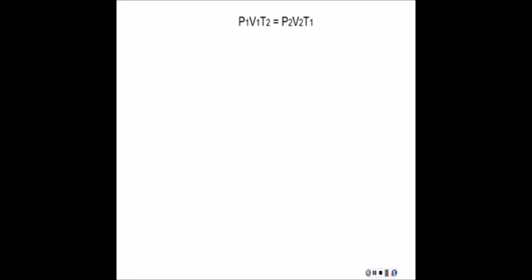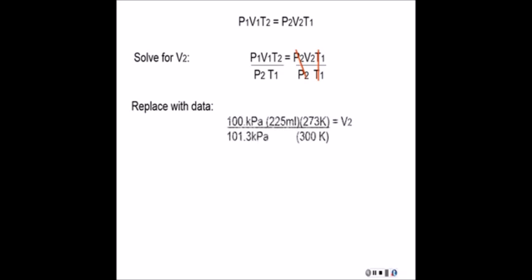So here's where I left off. I have my gas law, which I've cross multiplied. Now I'm going to solve for V2. So to get V2 by itself, I have to divide by P2 and T1, and it'll cancel out of there. And now I finally have it. So at this point in time, I plug in all my values and then solve it. And you notice that all the units will cancel except for mLs. And I get 202 mLs.